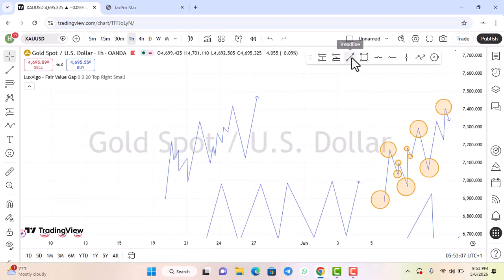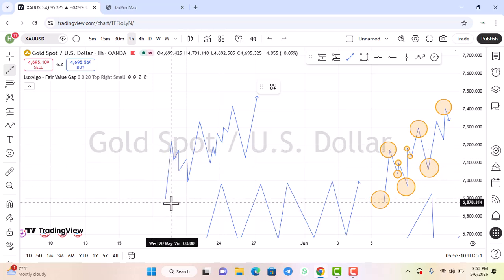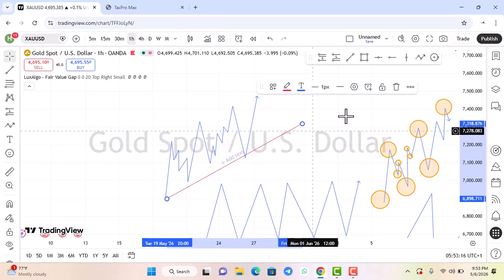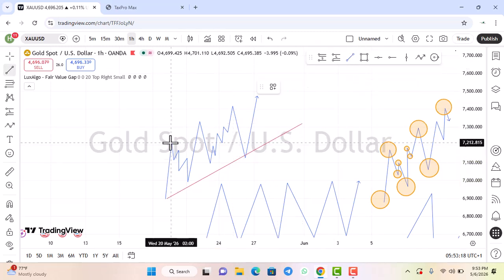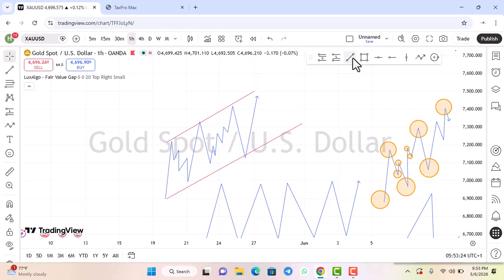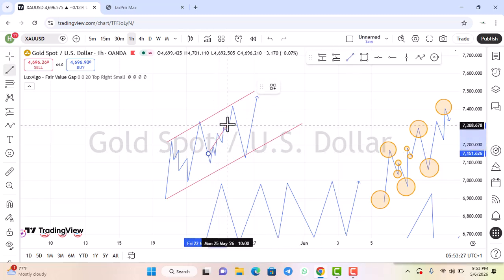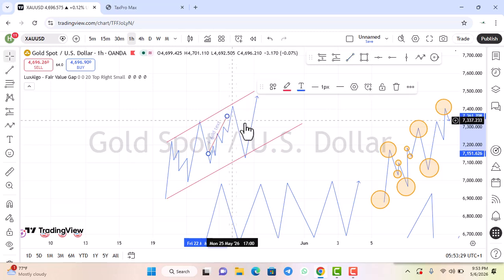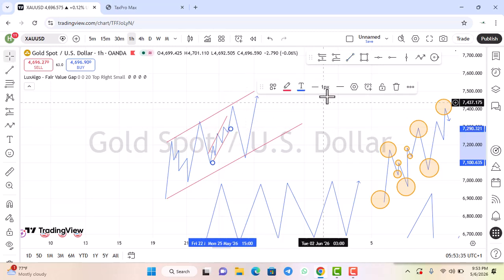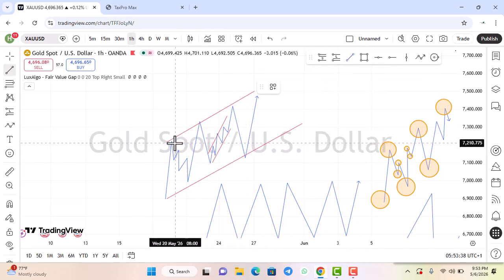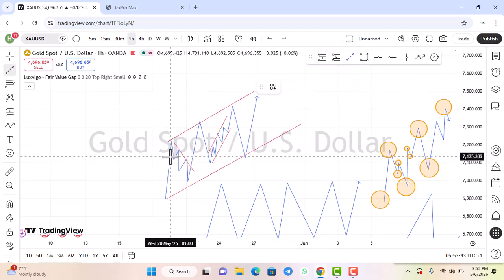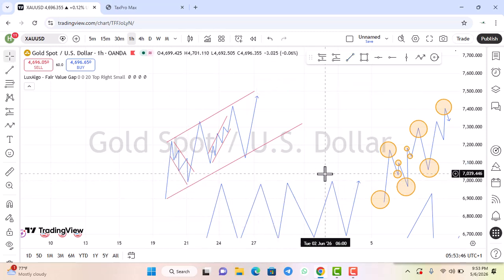Let me use my trend line. Okay, this is our external market structure, right? This is our external market structure, right? Then this is our internal market structure, right? Internal, right? This is our internal market structure. Okay, can you see it clearly now? This is our internal market structure. Okay, so you can see it now, right?